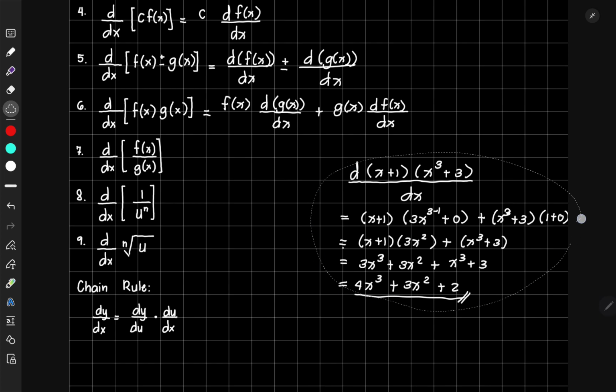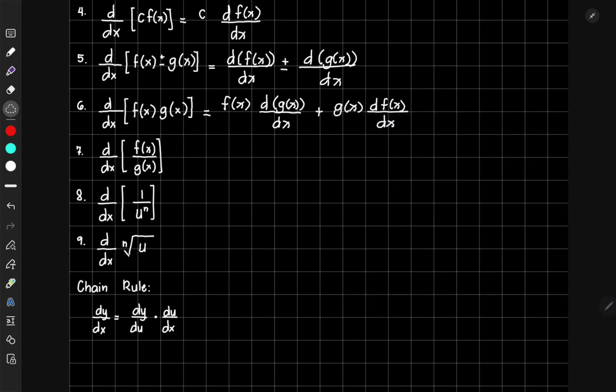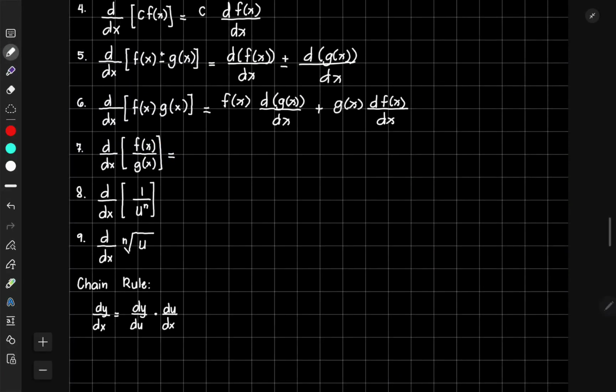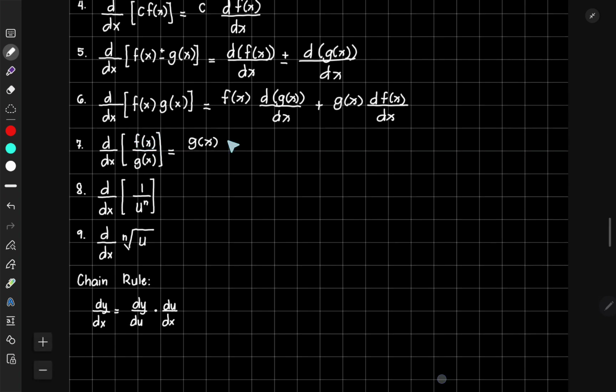So, for rule number 7, we have the quotient rule. So, we have the derivative of f of x divided by g of x with respect to x. So, this would be the formula for that. So, copy lang yung g of x natin or yung function natin sa denominator. Then, get the derivative of the function ng ating numerator, which is yung f of x.